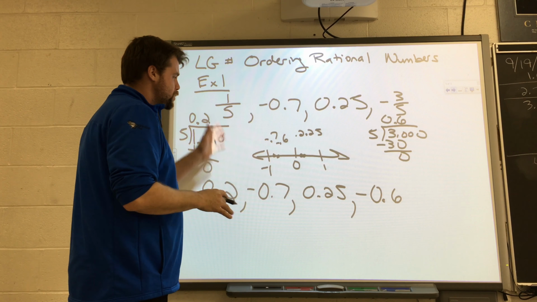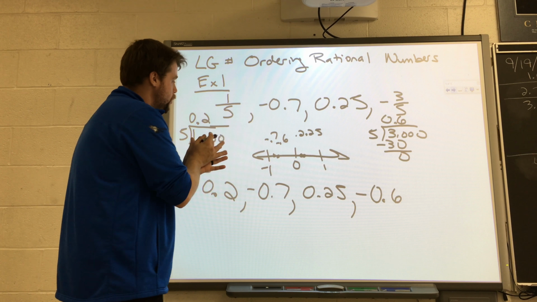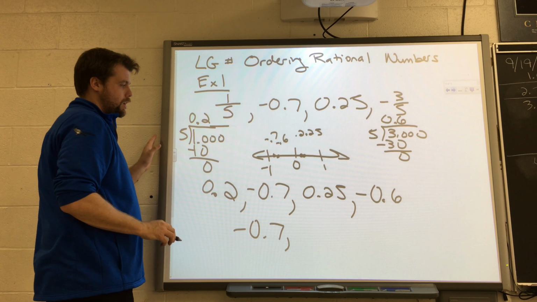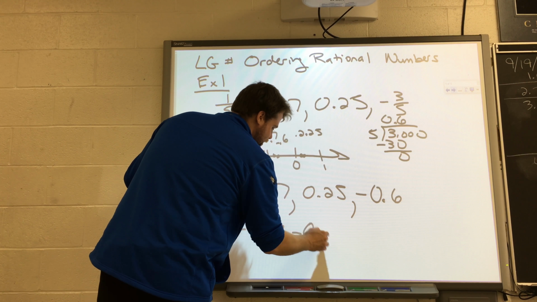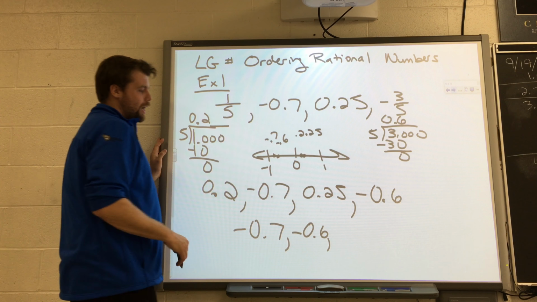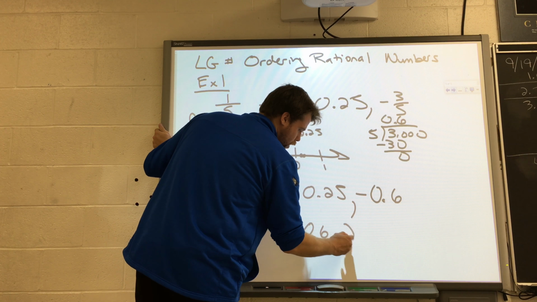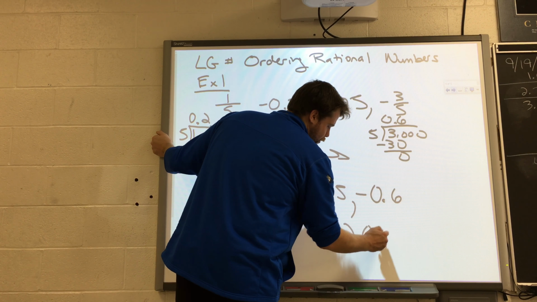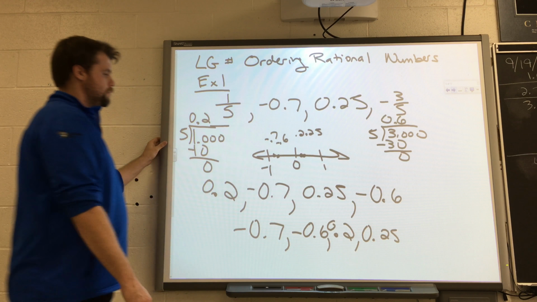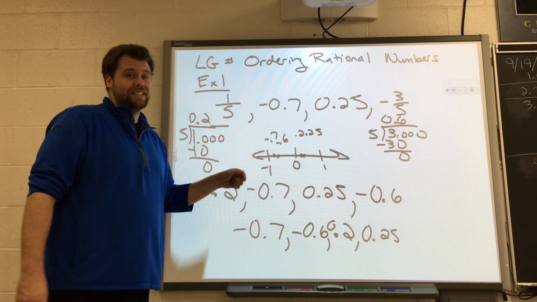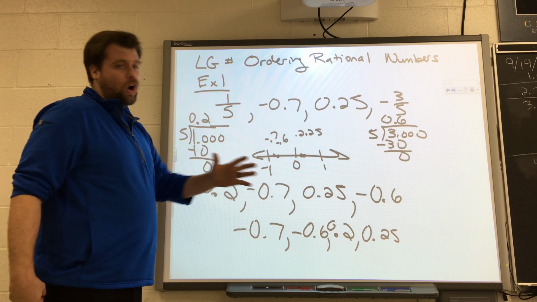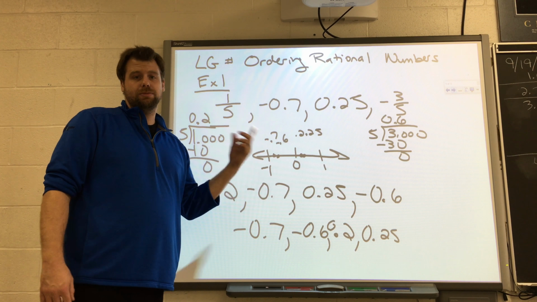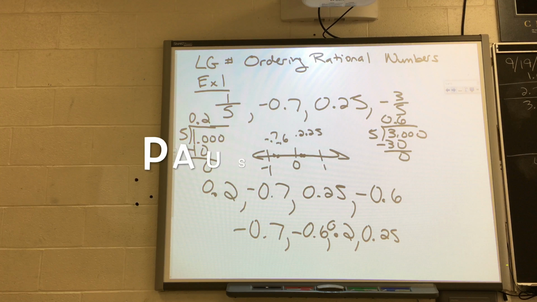As I move further towards -1, the decimals are going to decrease. So -0.7 is actually our smallest number. Then -0.6 is our next smallest number. And then 0.2, and finally 0.25. That's from least to greatest. Again, write them all as decimals first and then compare them.